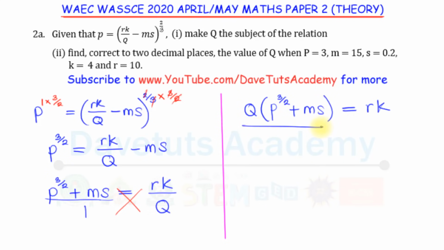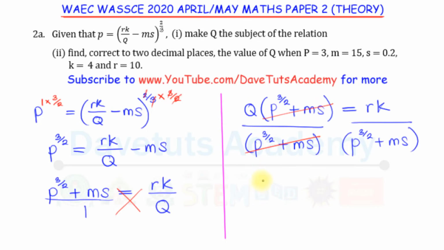So I can say this over P raised to power 3 over 2 plus MS is also equal to RK over the same expression, P raised to power 3 over 2 plus MS. Why am I doing this? Because I want to isolate Q to be alone, and you can see here this whole expression is cancelling out this whole expression, and Q that we're asked to make the subject of the relation will be RK divided by P raised to power 3 over 2 plus MS.